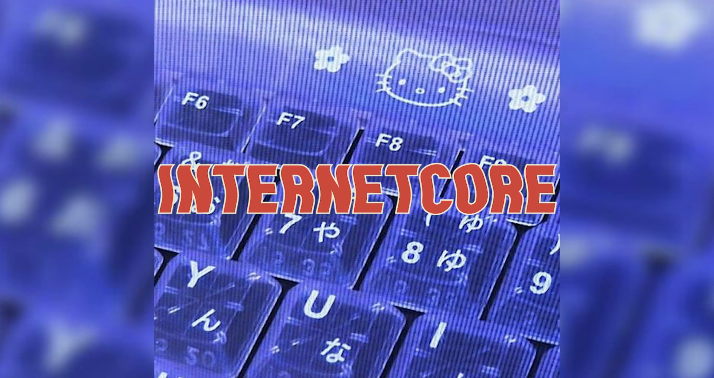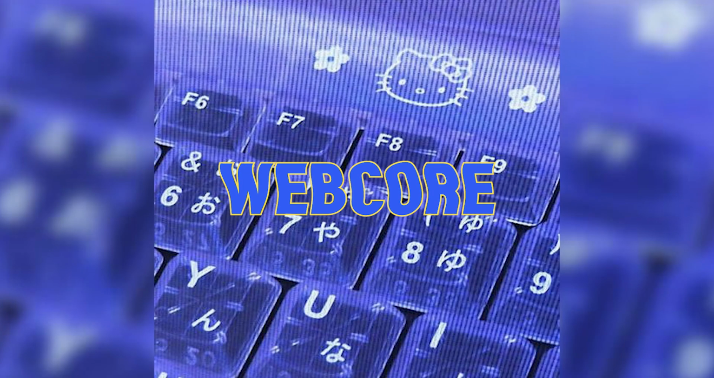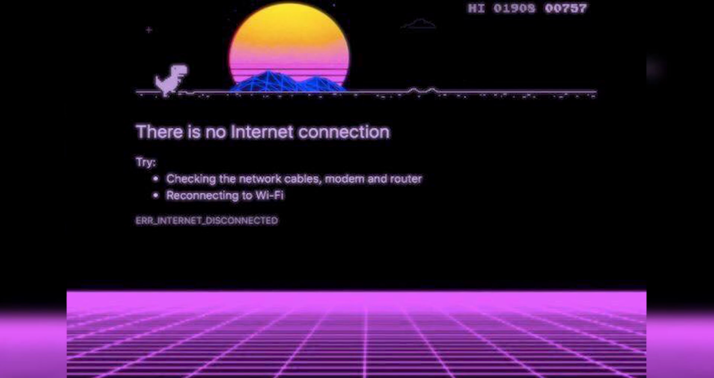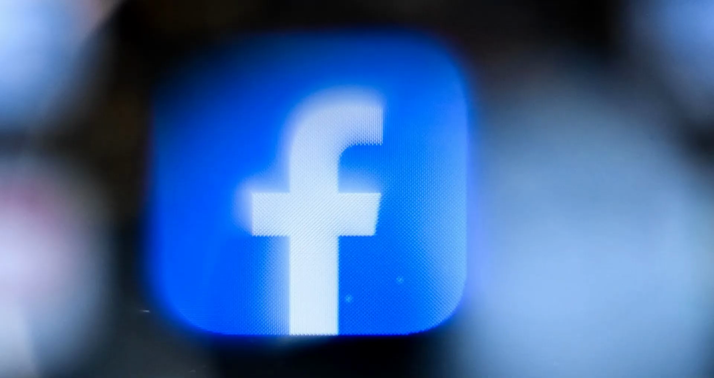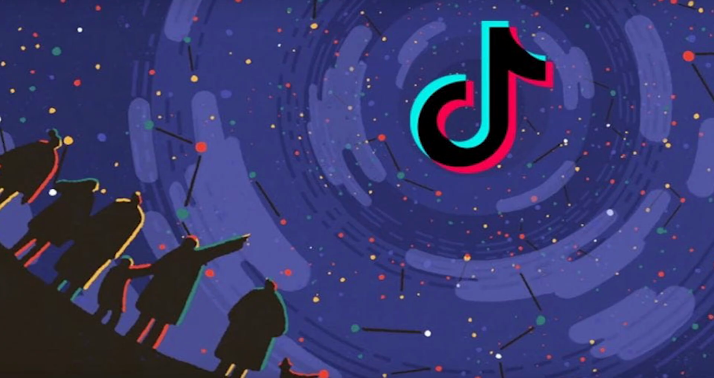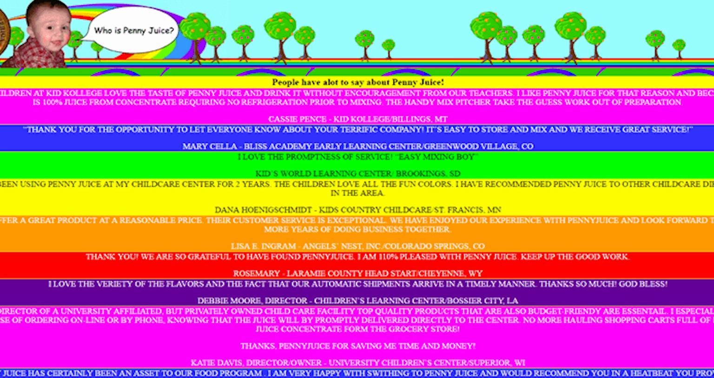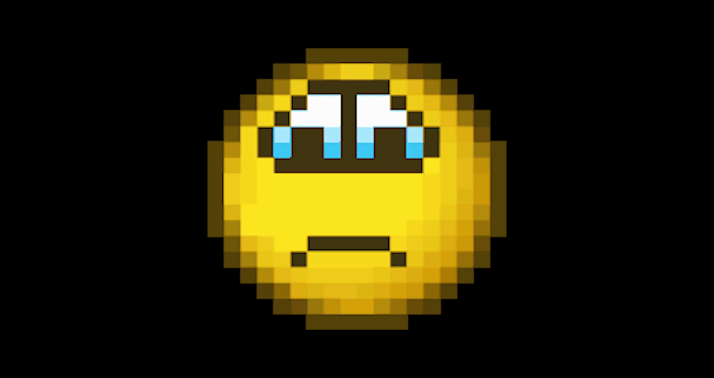Internet core, also known as Webcore, is heavily inspired by the early days of the internet. It expresses nostalgia for the early 1990s to early 2010s. Webcore takes you back to a simpler time where the internet was less streamlined and the social media monopoly didn't exist yet. Webcore reminds you that the internet wasn't always as fleshed out as it is today, with early websites that had harsh design choices, clunky animations, and pixel art.